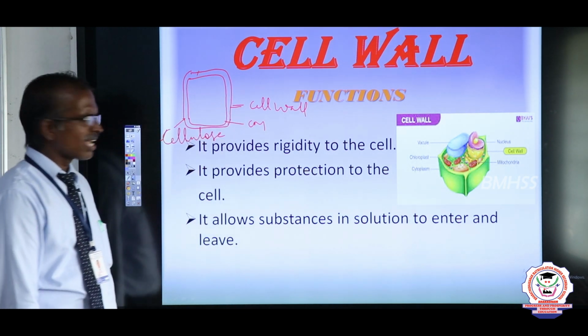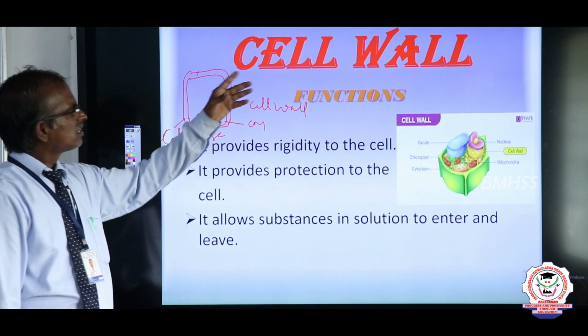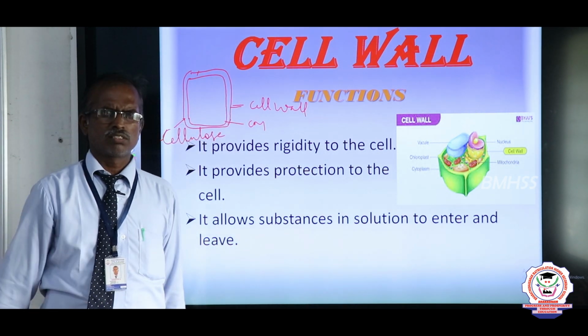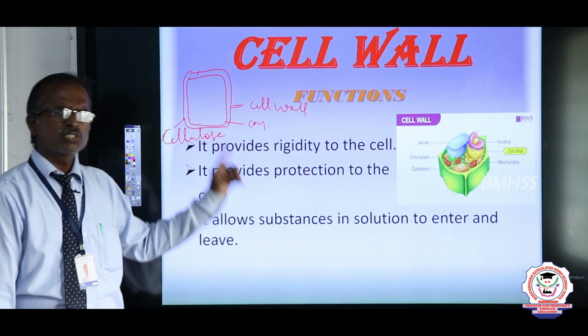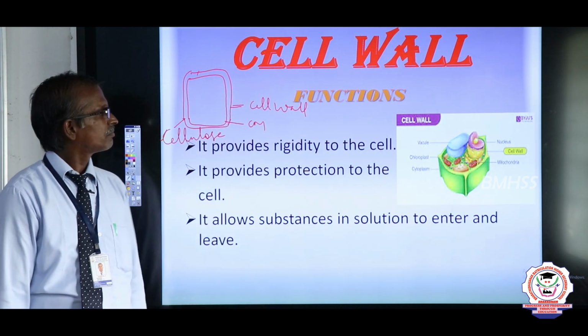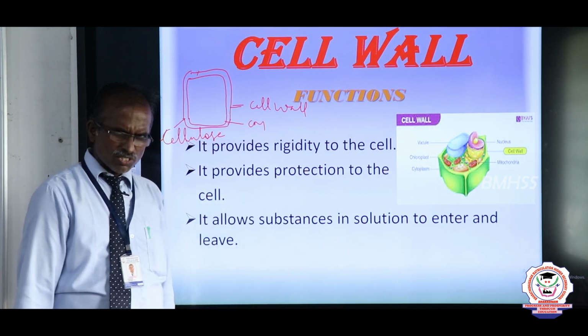That material is called cellulose. Now, cell wall, what is the function of the cell wall? The cell wall is only present in the plant cell. This cell wall is lacking in the animal cell. What are the functions of the cell wall?